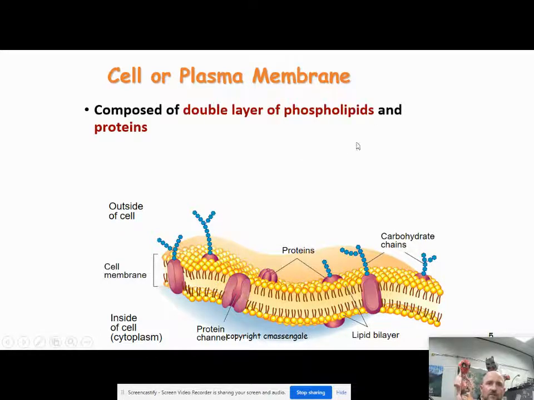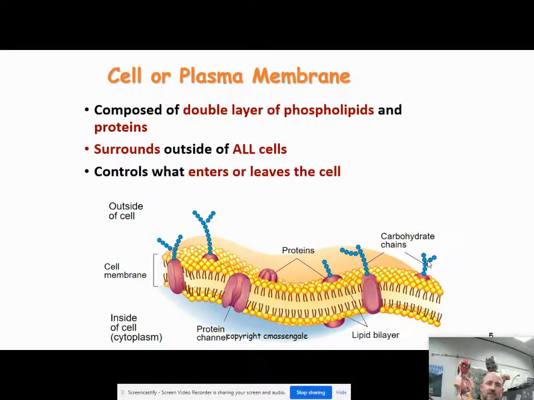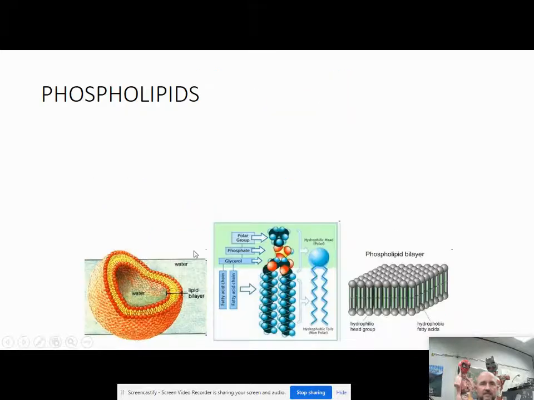Okay, so our cell membrane is composed of a double layer. So we call it a bilayer because bi is two. And so you get two layers of these things called phospholipids. And then integrated in them is a bunch of protein. There's also some cholesterol that gives it more structure. We'll get into that. And as we already talked about, it surrounds the outside of all cells and their organelles. And its main job is to control what enters and leaves the cell. Also some communication with these little blue things sticking up. But really, it's going to say you may enter or you may not.